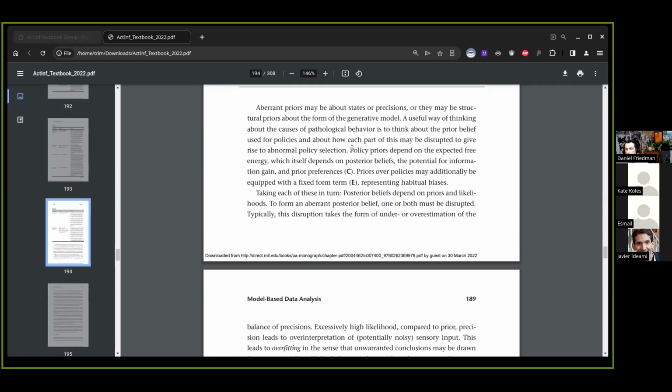Here's a little bit speaking to the early categorization that we discussed: is somebody's behavior due to their habits, policy prior? E. Are they due to their preferences? C. Are they due to their world model of how things change? B. Are they due to their sensory perception? A.